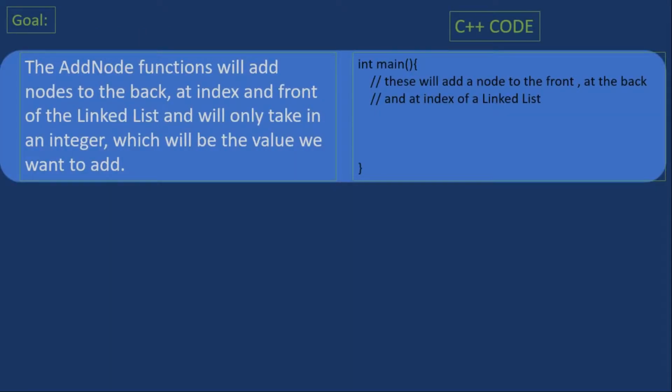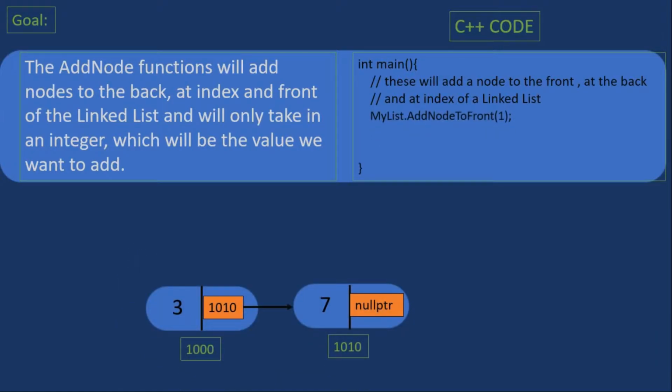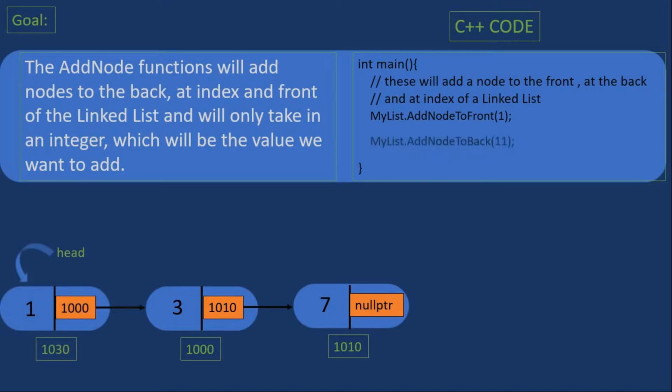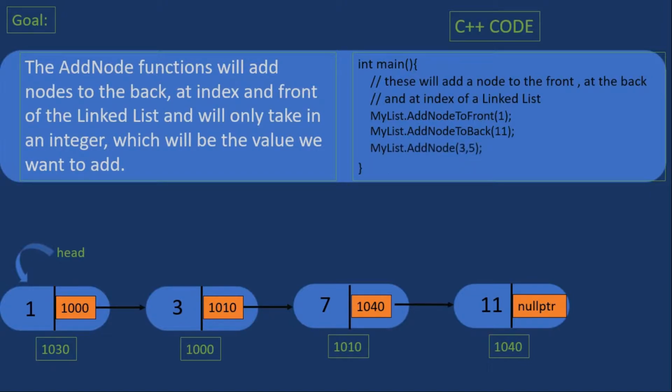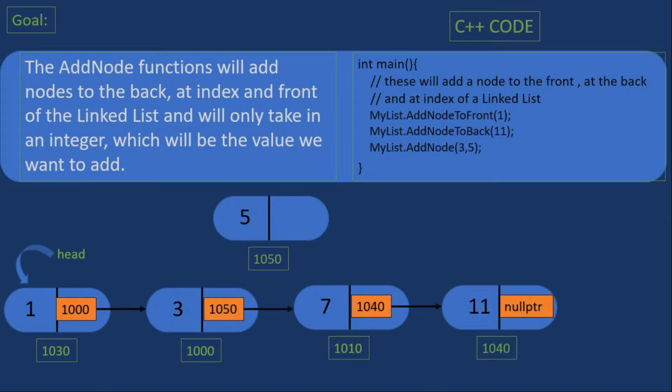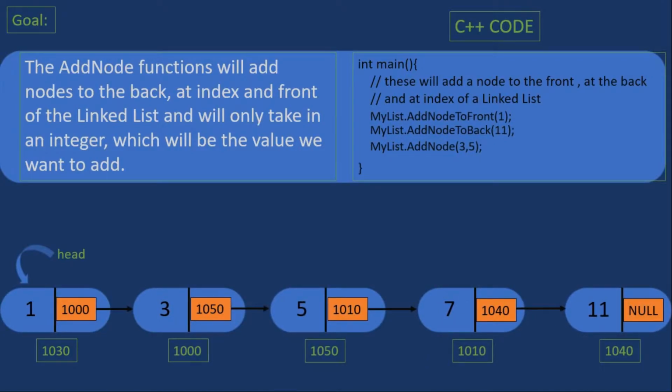The code in this video is to have three functions that will add nodes in different positions of the linked list: in front, to the back, and at an index in the linked list. For example, say we want to add a node with a value of 1 in front of the linked list. Our function will do that. Same if we want to add a node at the back of a linked list. And finally, if we want to add a node at a certain position in the linked list, which we'll call an index. For this example, we add a node with the value 5 at an index 3. And now I'll show you how to create these functions using code.